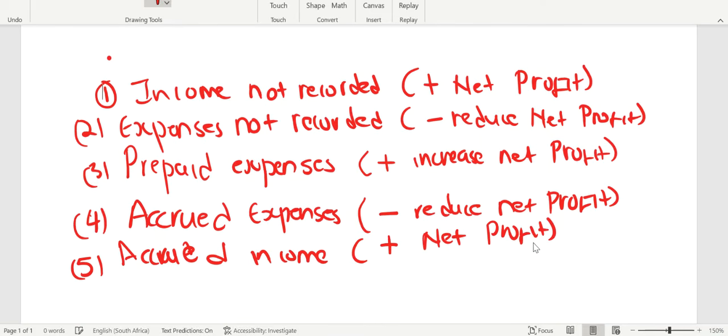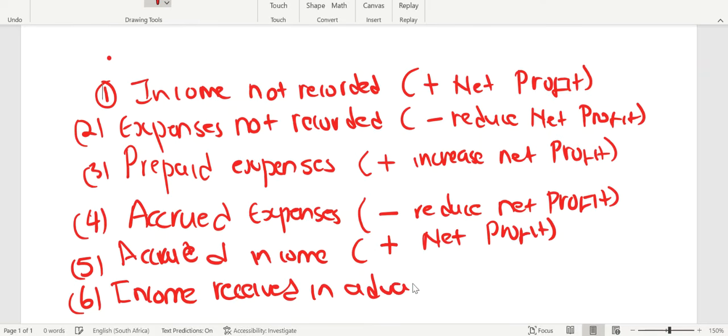Now, these are some of the things that you can look at, and the adjustments that we are going to do are going to play around this part. I think the last one that we can look at is income received in advance. If you have any income received in advance, you are going to minus, meaning that we are going to subtract, we are going to reduce our net profit.